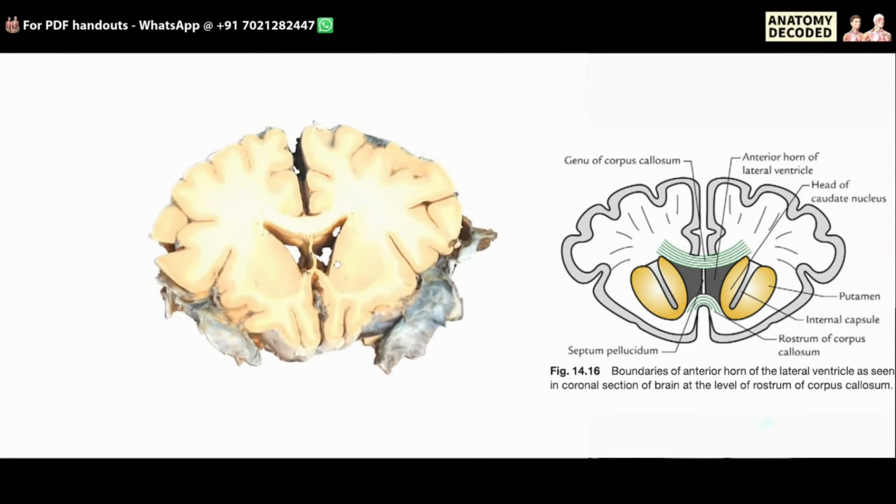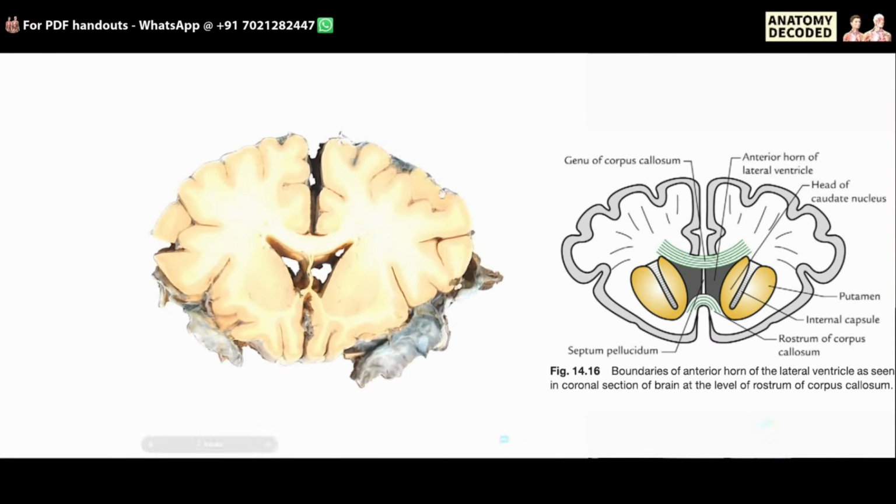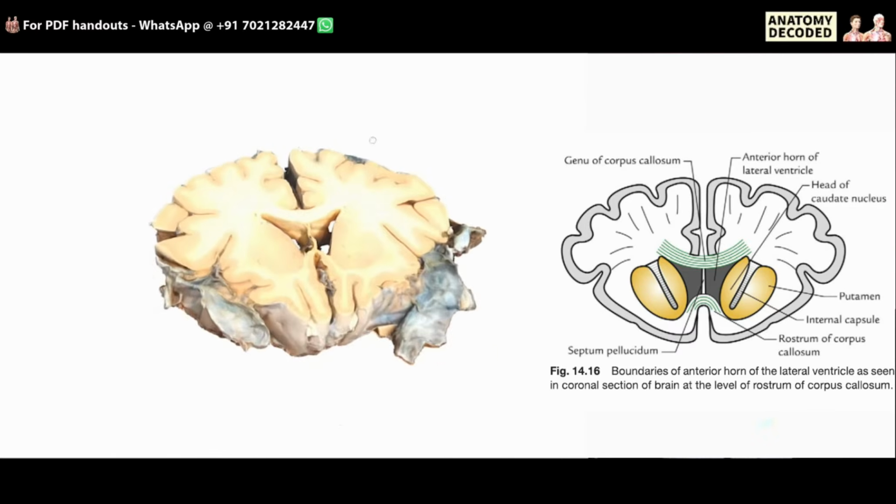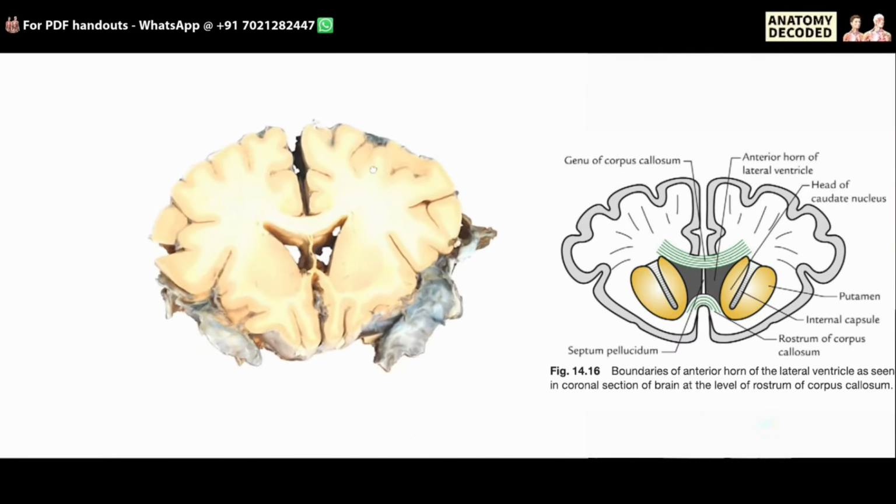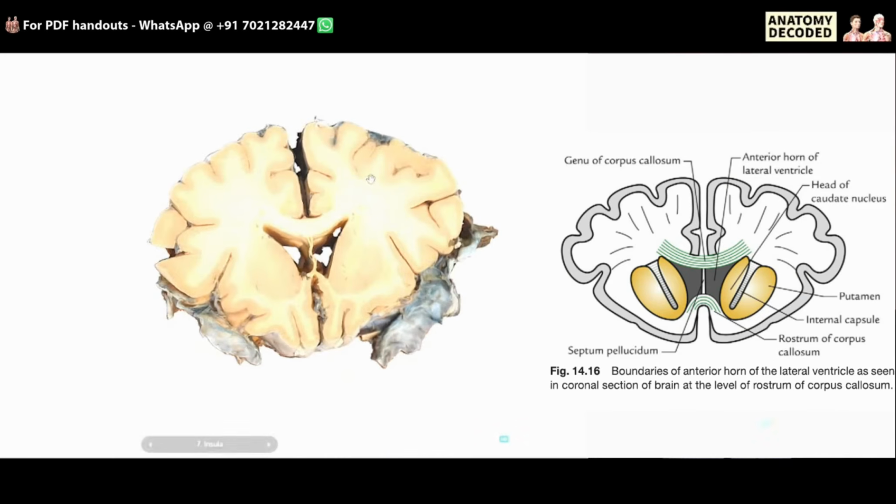Okay, so first of all, in a section as a whole, you should know that on the outer aspect there is gray matter called the cerebral cortex. Then in the intermediate part there is white matter, and again on the inner aspect there is gray matter in the form of the caudate nucleus, lentiform nucleus, as well as the thalamus that we'll be seeing in the section passing through the body. Okay, so this is the section passing through the anterior horn of the lateral ventricle.